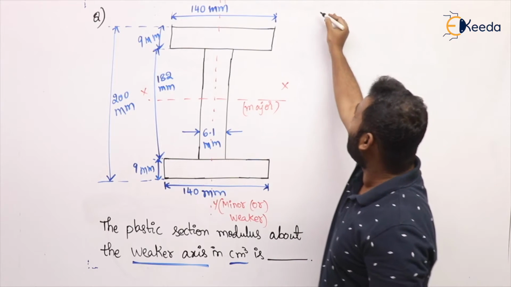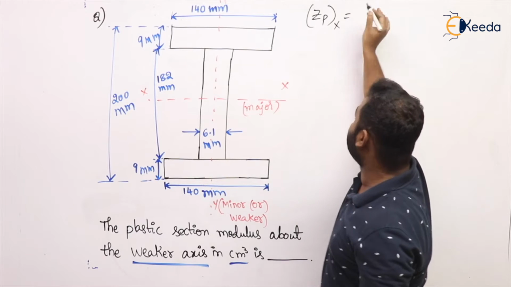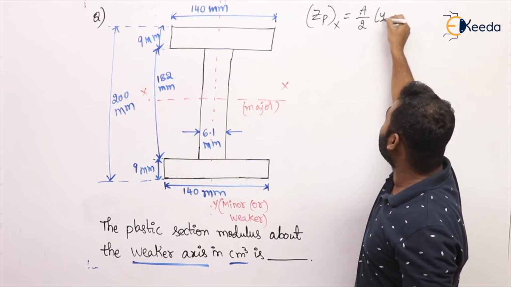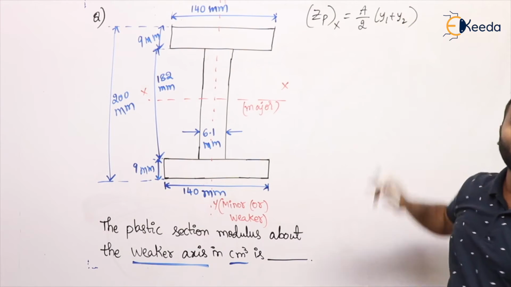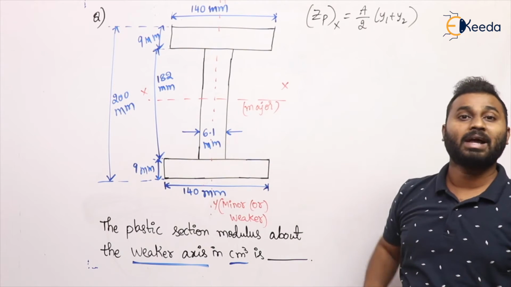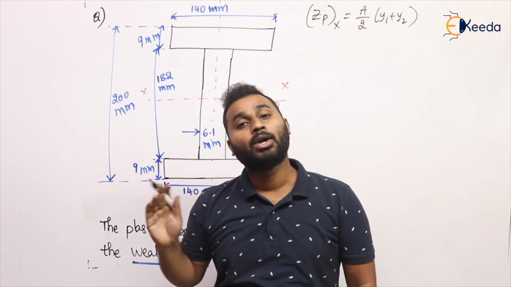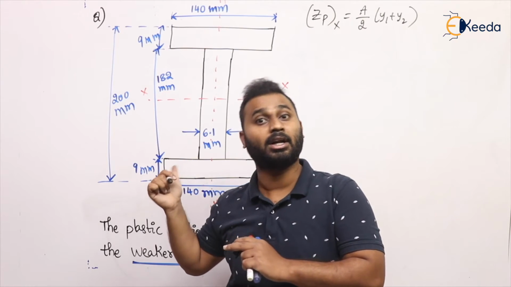The plastic section modulus of this I section along the major axis, that is x. Major axis here is x. The formula is the same, A by 2 into y1 plus y2. As we know, y1 and y2 are the centroidal distances of that cross section from the plastic neutral axis. For an I section, the plastic and elastic neutral axes are the same, which I already discussed, because it is a point symmetric and double symmetric section.